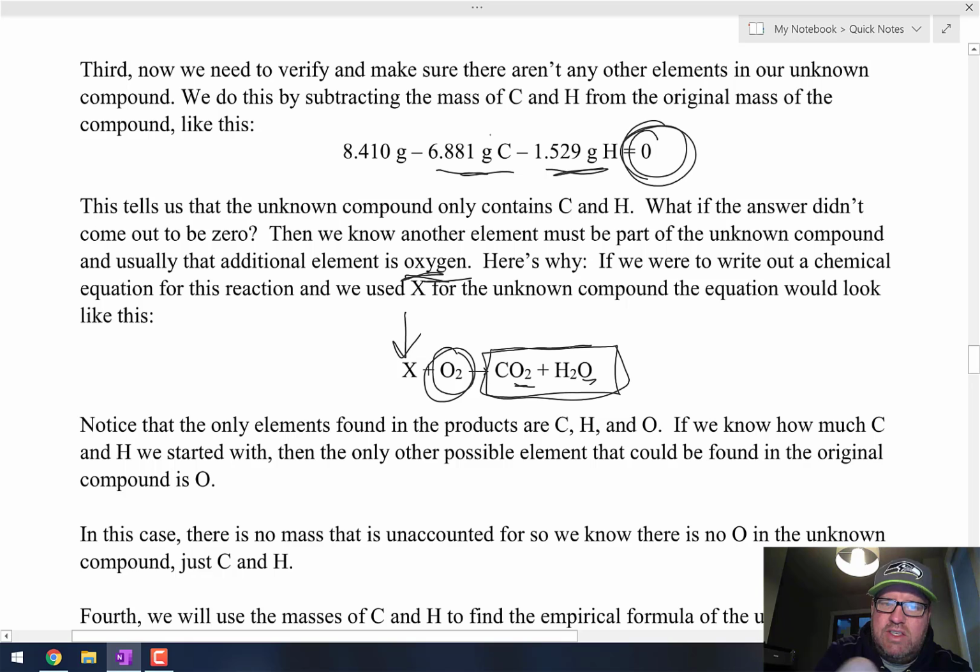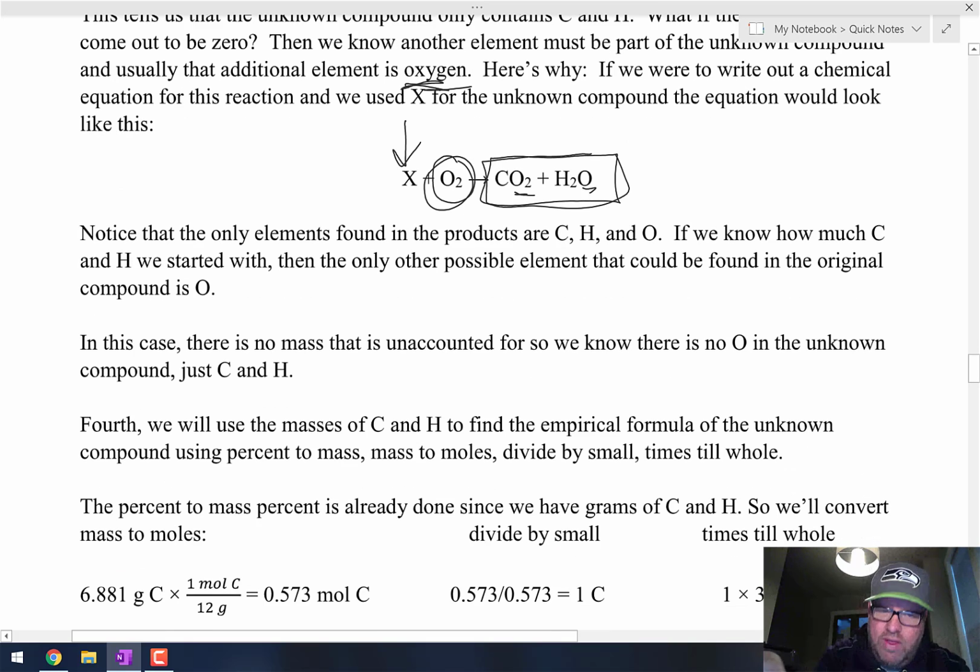In this case, we subtracted the carbon and the hydrogen from our initial mass, and it does equal 0. And the fact that they told us at the beginning of the problem that it's a hydrocarbon, we know that it has to be only carbon and hydrogen. So in this case, there's no mass that's unaccounted for, so we know there's no oxygen in this compound.